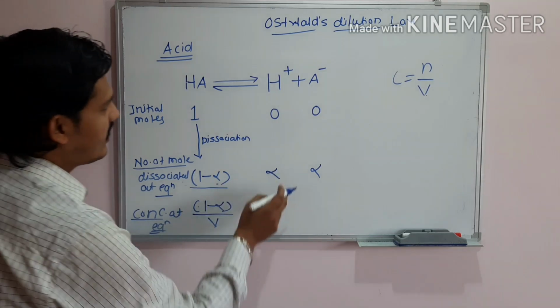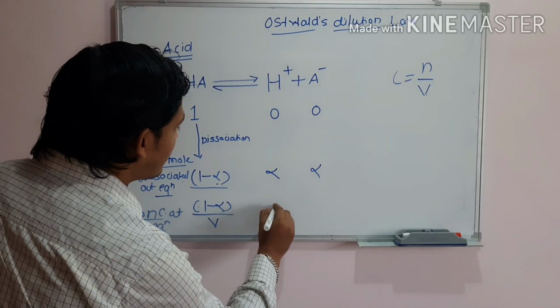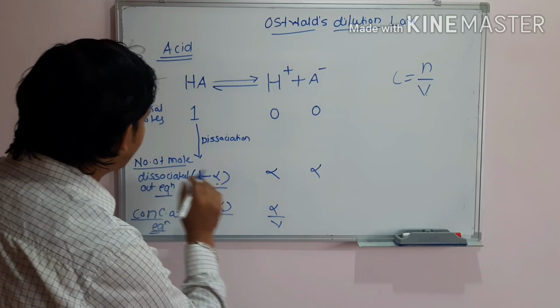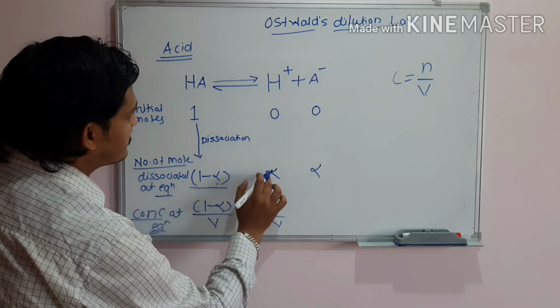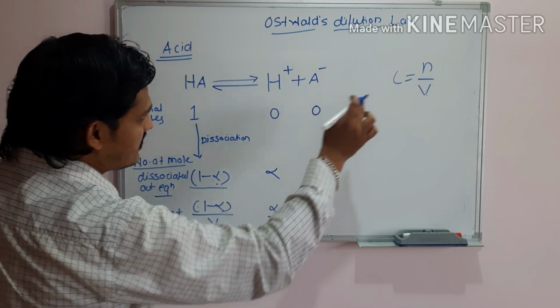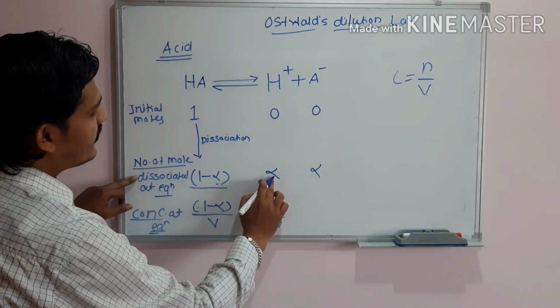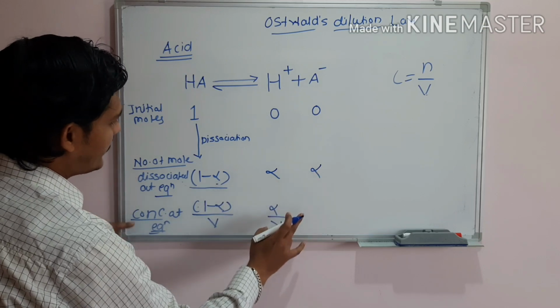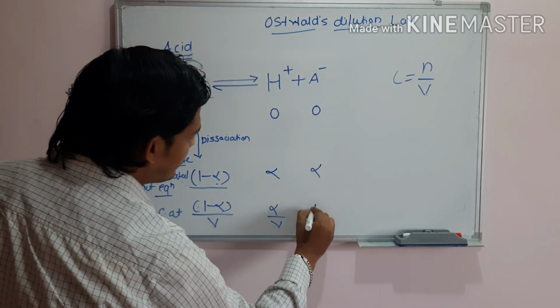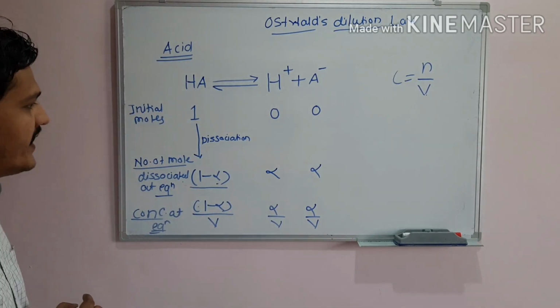Okay. Then what is the formula regarding ions? That is alpha divided by V, because dissociation in product is alpha divided by V, because the general formula is N by V, number of moles alpha in case of product divided by V, meaning volume. So here it is also alpha divided by V.